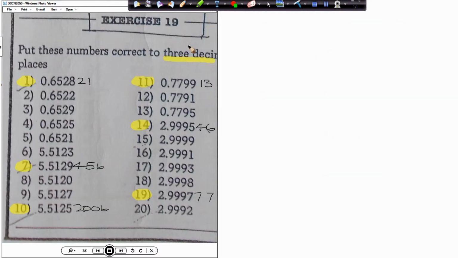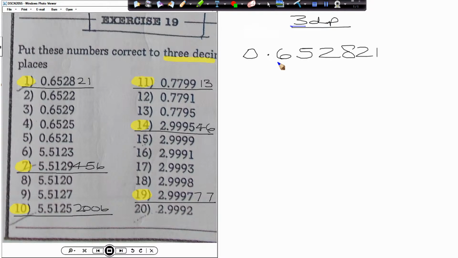Okay, in the next couple of questions here, we're doing exercise 19. We are rounding these numbers to 3 decimal places. I've adjusted the question slightly by adding a few more digits to make the question a bit more exciting. You just do like before.